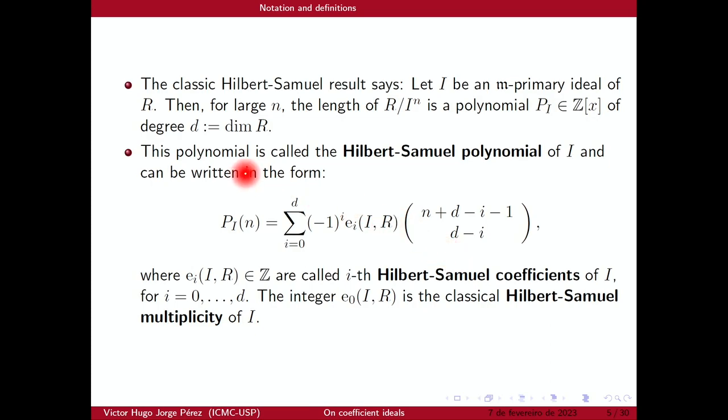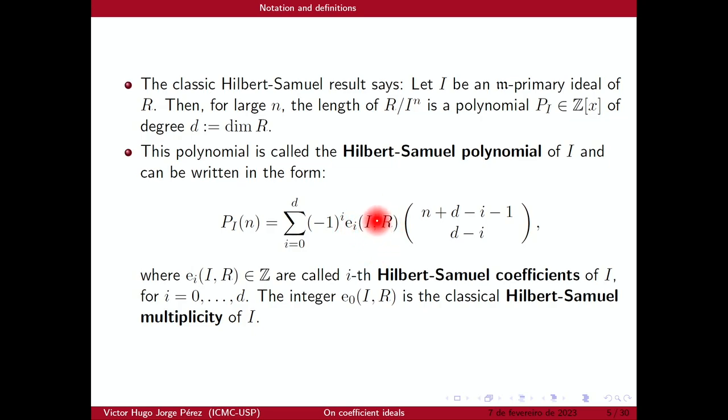Another result: the classic Hilbert-Samuel result says this. Take I an m-primary ideal of R. Then for large n, the length of this quotient is a polynomial of degree d, where d is equal to the Krull dimension of R. This polynomial is called the Hilbert-Samuel polynomial of I. We can write it in this form. This polynomial is very, very interesting and very important in commutative algebra.